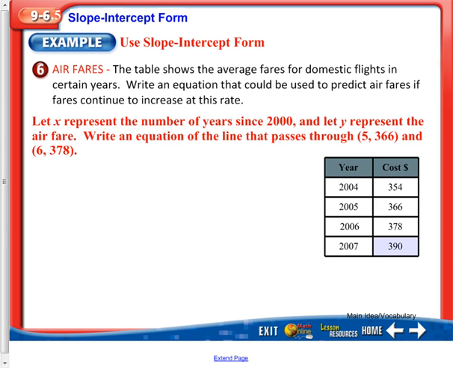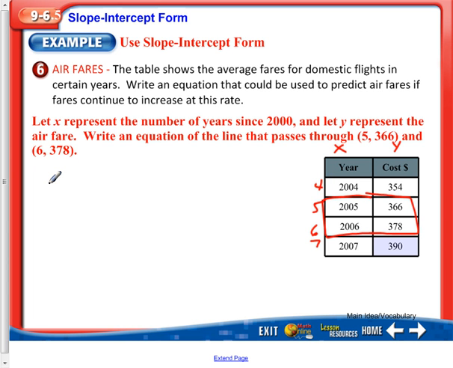Okay, for our last example for today, we're going to work on this problem here. We want to find an equation that can be used to predict if fares continue to increase at this rate. They want us to let x represent the number of years since 2000, so this would be x, and over here would be y to represent the airfare. Write an equation of the line that passes through 5, 366. That would be this one. Because remember, it says since the year 2000, so this would actually be like 4, and this would be 5, and this would be 6, and 7, and so on. So they want the equation of the line that passes through these 2 points right here.